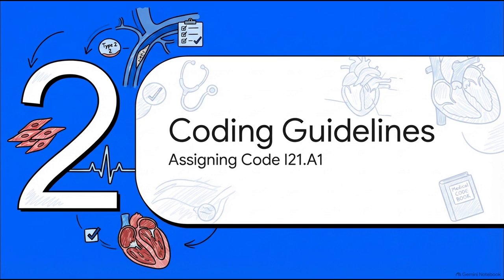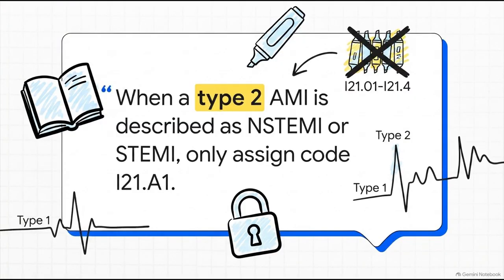Moving on to Section 2, assigning code I21.A1, the core tabular rule. Let's shift our focus straight to the ICD-10-CM rulebook. The official guidelines for coding and reporting are incredibly clear on this. It says, when a type 2 AMI is documented, even if the doctor specifically describes it as a STEMI or an NSTEMI, you are strictly instructed to only assign code I21.A1. That's it. The traditional MI codes you might be used to, everything from I21.01 through I21.4, are completely locked out. Those are exclusively reserved for type 1 AMIs, no exceptions.